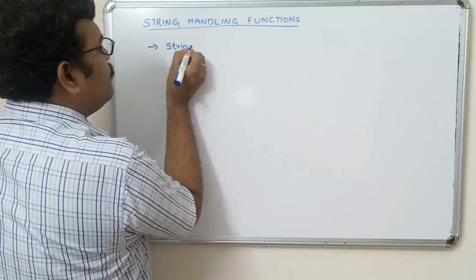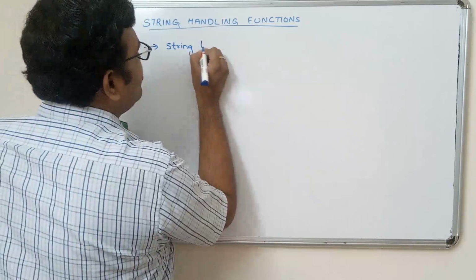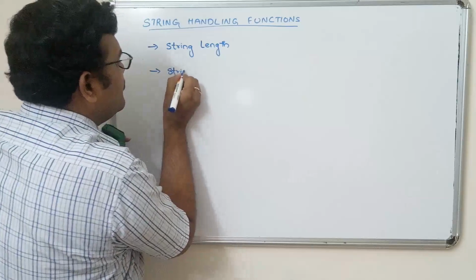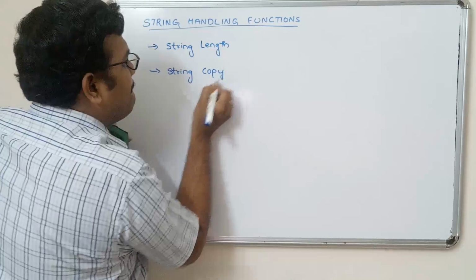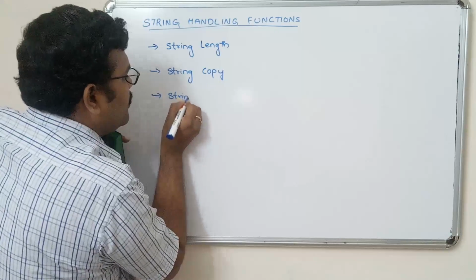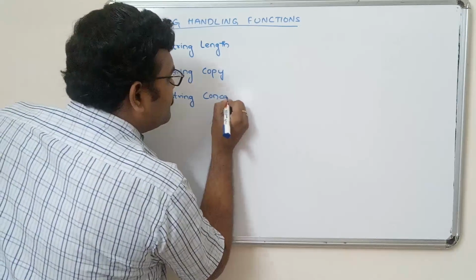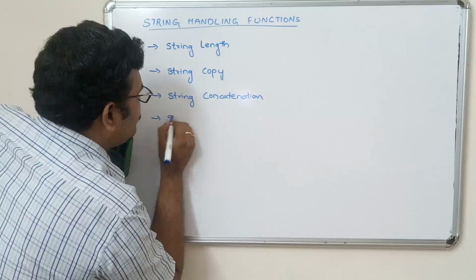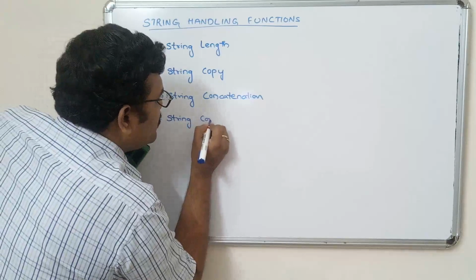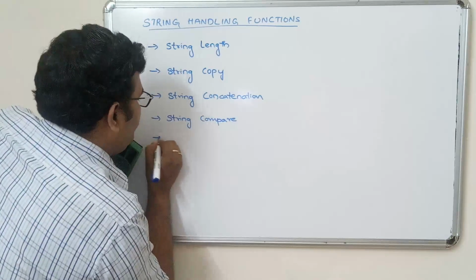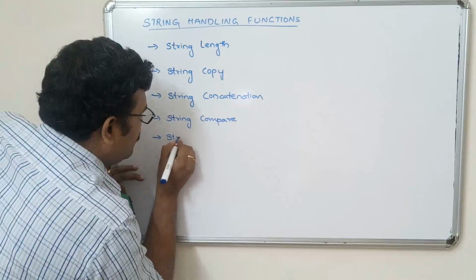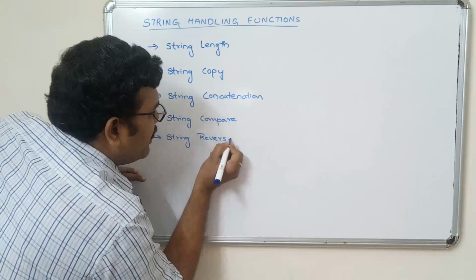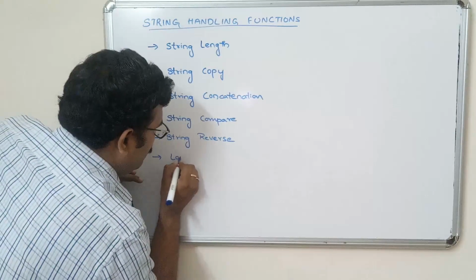The first and foremost is string length. The second one, string copy. The third one, string concatenation. The fourth one, string compare. Next, string reverse.